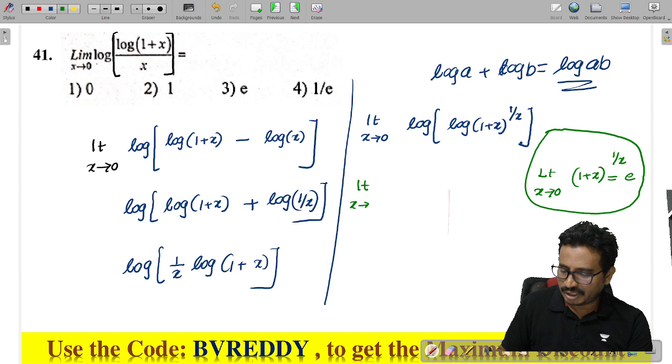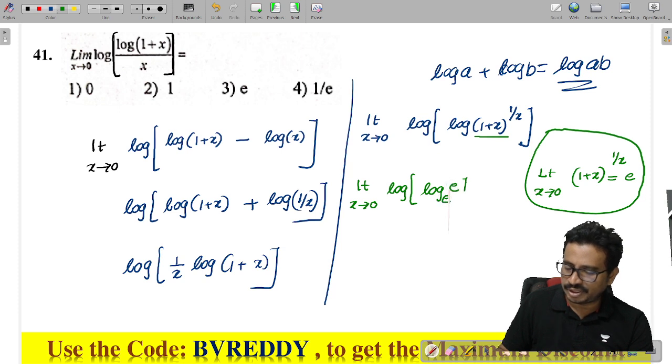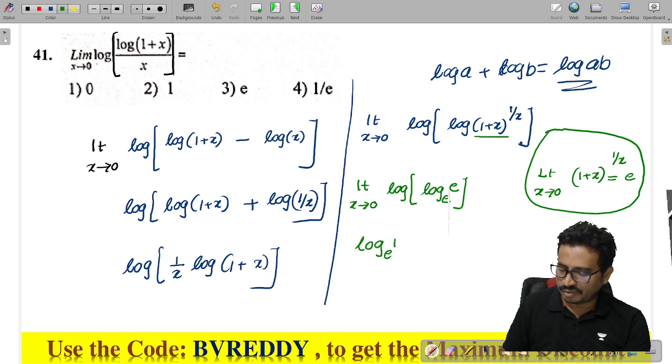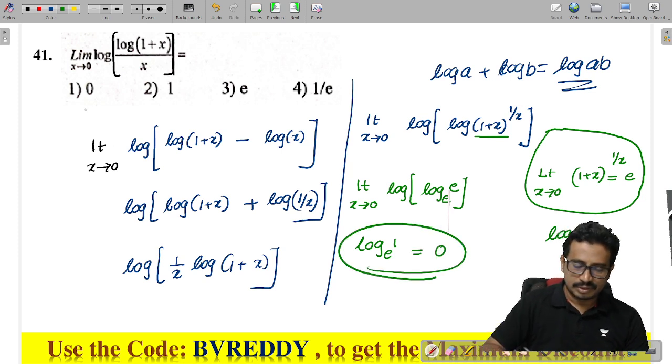So the limit x tends to 0, what is this? Log of e, here the base is e and this is also e. So it is log base e of e, which is equal to 1. Then log 1 is equal to 0. So option 1.